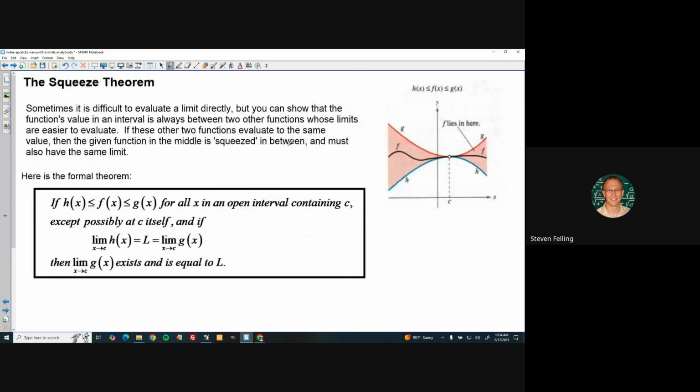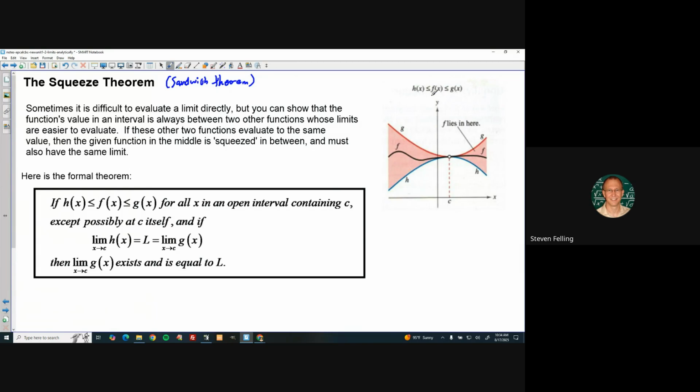Okay. Couple more things to finish up this topic. There's a lot in this section. We're going to talk about an official theorem called the Squeeze Theorem. Sometimes this is called the Sandwich Theorem in older books. Same theorem. And it says this: sometimes it's difficult to evaluate a limit directly, but you can show that this function near the target x value is always in between the y values of two other functions.